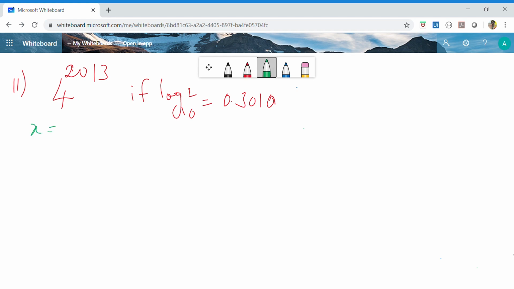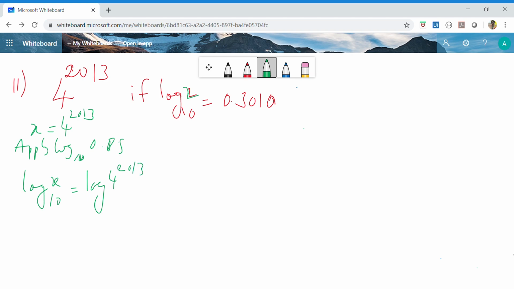Let us assume that x is equal to 4 to the power of 2013. So directly we can't find it out. The logarithmic value is also given, log 2 to the base 10. So you have to get an idea that you have to apply logarithm on both sides. Number of digits he asked. So apply log to the base 10 on both sides. So log x to the base 10 is equal to log 4 to the power of 2013 to the base 10. Since log a to the power m is equal to m log a, you will get 2013 into log 4 to the base 10.